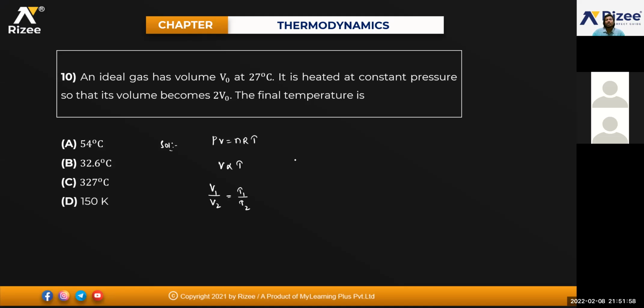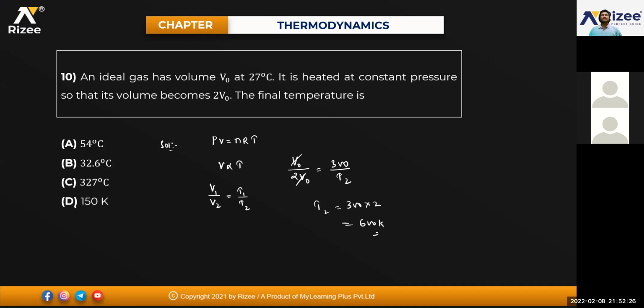An ideal gas has a volume of V naught at 27 degrees centigrade. It is heated at constant pressure so that its volume becomes 2V naught. So V1 is V naught, V2 is 2 times V naught. Temperature T1 is 300 divided by T2. This one and this one will get cancelled. So T2 will be equal to 300 into 2, so that will be equal to 600 Kelvin.